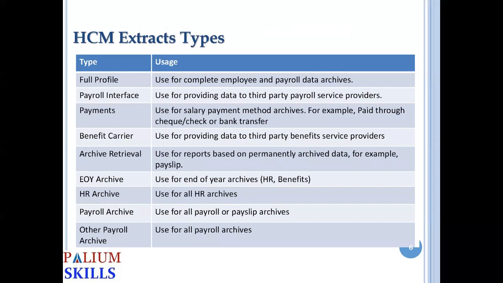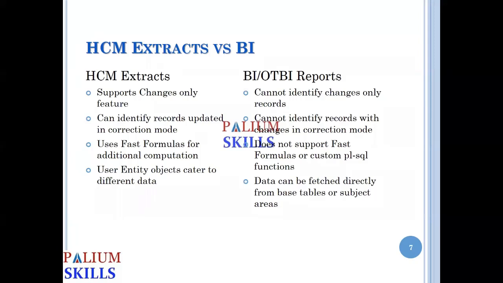You might need end of year archive. This is used for end of year archives where HR, benefits, etc. are taken care of. HR archive is used for all HR archives. So all HR data can be archived. Payroll archive is used for payroll or payslip archives data, where all data related to payroll is archived. And then you have other payroll archives, which is used for all other payroll related activities. Could be prepayments, could be costing, could be other payroll processes.